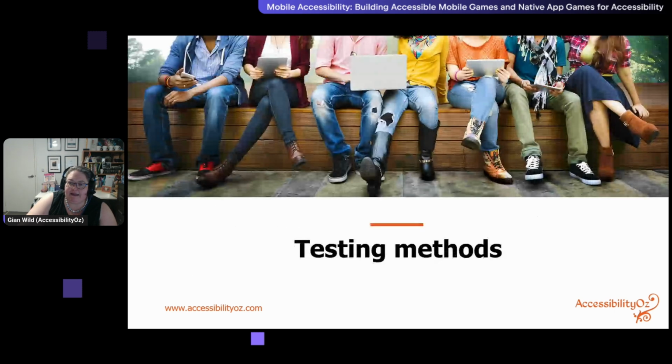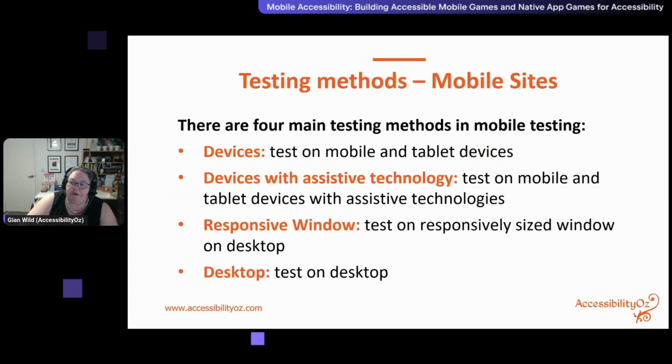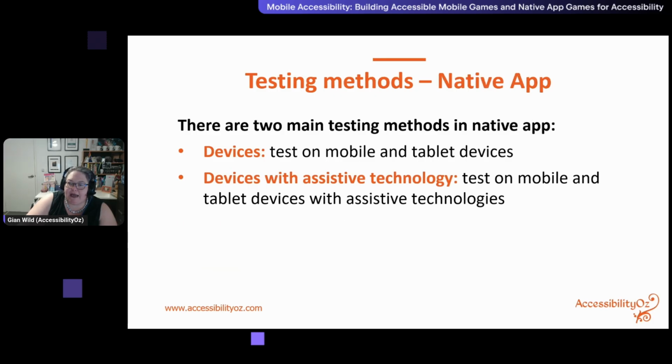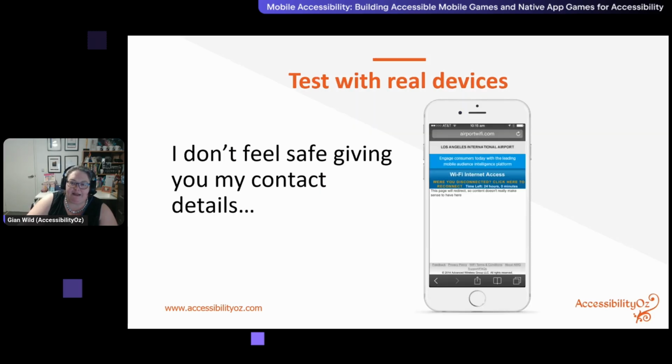So, testing methods. There are a variety of testing methods when it comes to mobile testing. For mobile sites, there are 4 main testing methods. You test on a device, you test on a device with an assistive technology, you test on a responsive window, or you test on desktop. When it comes to native apps, there are only 2 testing methods: testing on devices and testing on devices with assistive technologies. And so I know you're all going to say, no, but we've got simulators, so we can test on a bunch of things. We don't need to test on actual devices. This is why you need to test on actual devices.